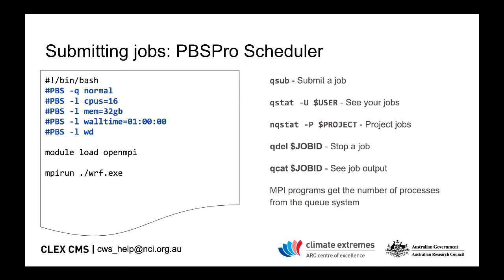So there's a bunch of tools for working with queue jobs, which you can find more information about via NCI's help sites. Things like submitting a job. You can see all of your jobs or all of your project's jobs, as well as stopping jobs and seeing job outputs. If you've got an MPI program, one of those distributed memory type programs, the queue system automatically tells mpirun the number of processes that it needs to use based on your request. You don't have to additionally say, I need to run on 16 CPUs, which can be handy.